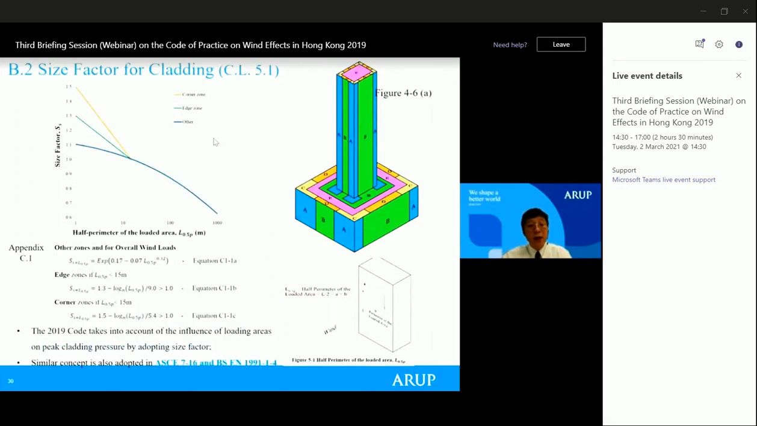The second major update in the wind pressure assessment for the cladding is the size factor. In the 2019 code, we have taken into account the influence of the loading area on peak pressure by adopting this size factor. So it is also related to the location and the size. And the same concept is already adopted in the ASCE and the BS EN as well.